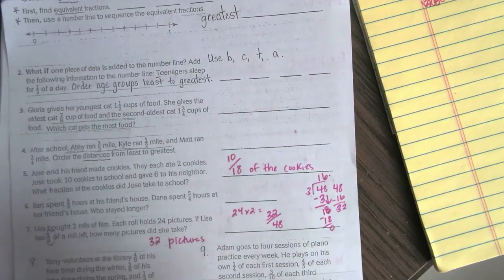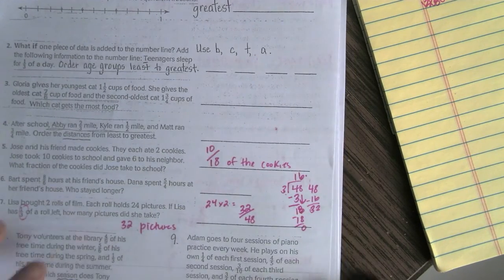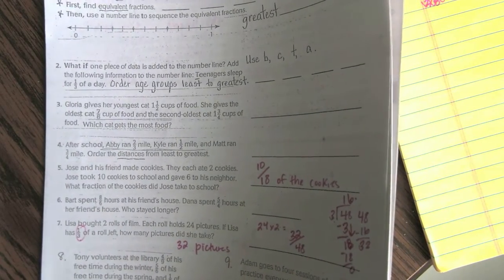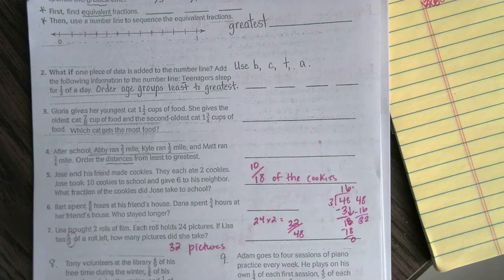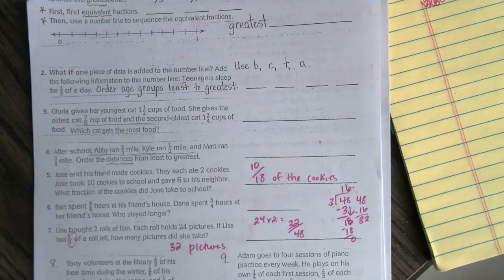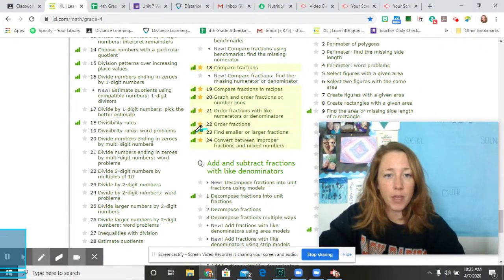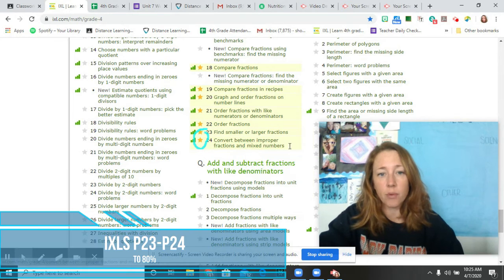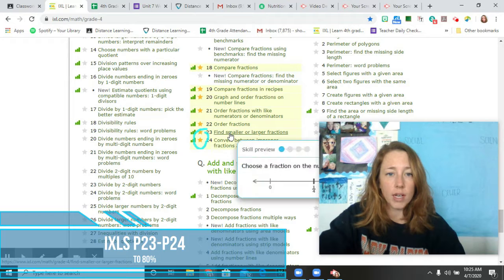If you want to work more on these, if you think you need some extra practice, feel free, be my guest. But now the thing you're going to work on that's going to be the graded part is your IXLs. So hop back over to IXLs. Okay, so our IXLs are P23 and 24, finding smaller or larger fractions and then converting between an improper fraction and a mixed number. So let's click on P23 first.